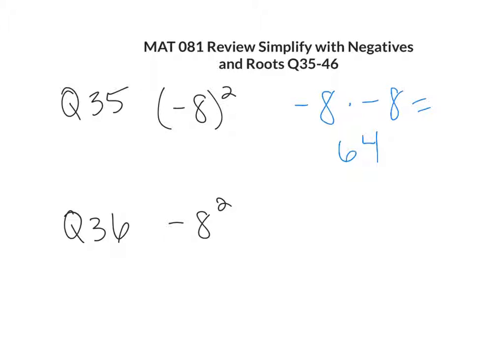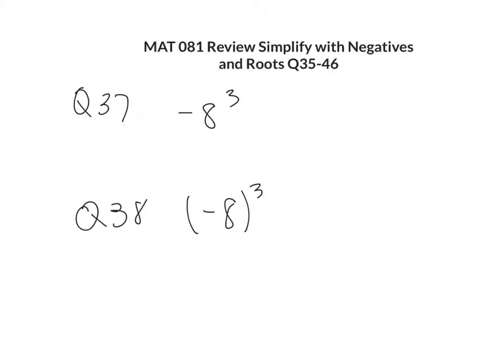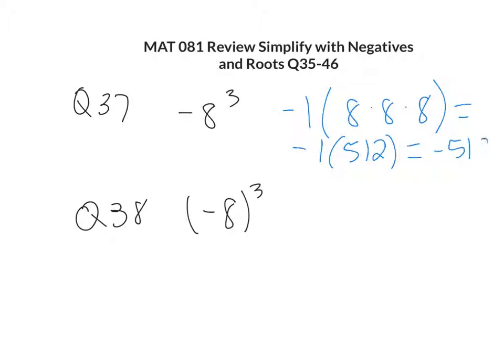While 36 is saying, hey, there's a -1 out front, but you should take 8 times 8 first. So then you end up with a -64. It's important to pay attention to whether the negative is included or not. Question number 37 has the negative out front, and then we have 8 times 8 times 8, which equals 512, and then you multiply it by the -1 out front, so you'll get -512. For question 38, you have -8 times -8 times -8, which is also -512.